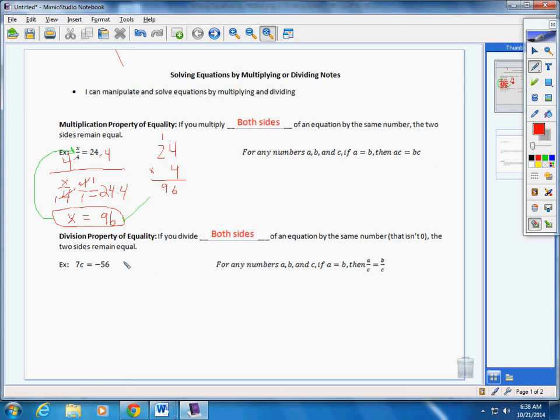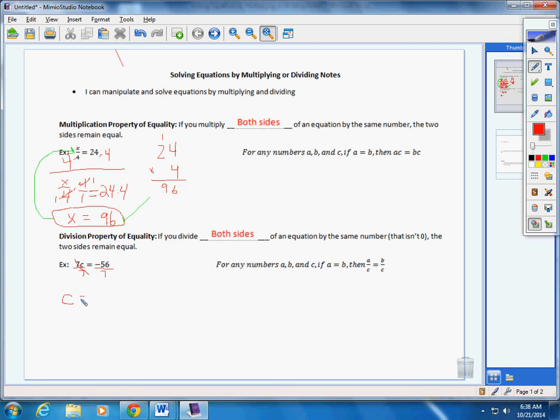Alright, down to the division property. Let's try our example down here. As we set up above, in order to get the variable, in this case c, by itself, you're going to want to do the opposite of what you're seeing. So since we see 7 times c, in order to undo that 7, we're going to want to divide by 7 here. Because when you divide by 7, your 7's will cancel out, and you'll just be left with c. But don't forget, folks, whatever you do on the left side of the equation, you have to do on the right side. So I must divide the entire right side by 7.